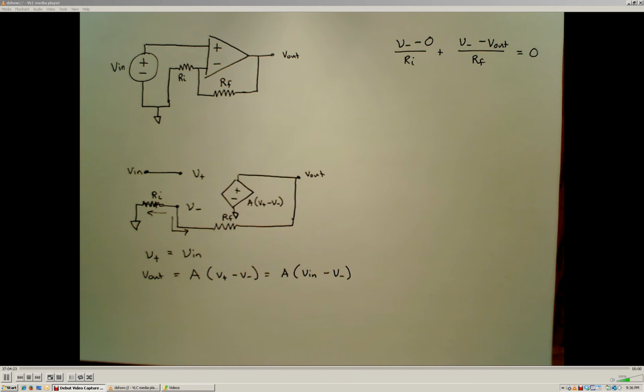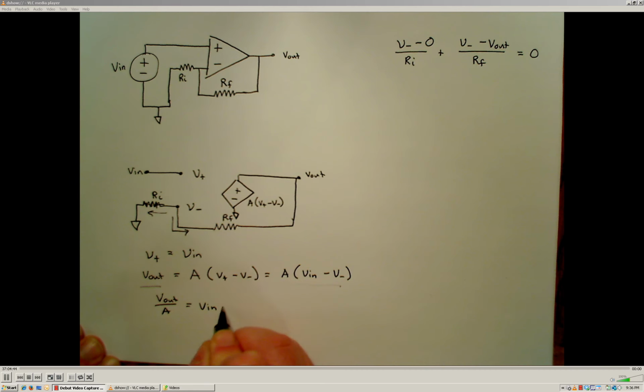Okay, so my goal here is to relate the output voltage to the input voltage, and the way that I'm going to do that is to use this equation right here. Alright, I'm going to rearrange this, and if I do some rearranging, first I'm going to divide by the large gain factor A, and I arrive at Vout over A is equal to Vn minus the voltage at the inverting input terminal, which allows me to solve for the voltage at the inverting input terminal as being V minus is equal to Vn minus Vout over A.